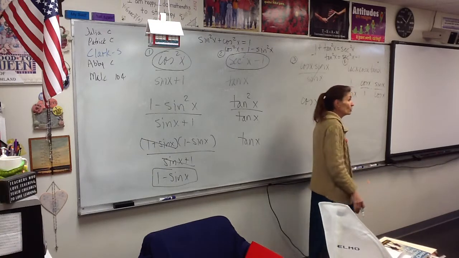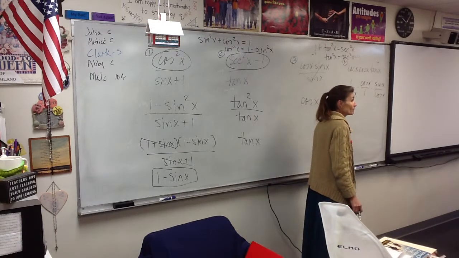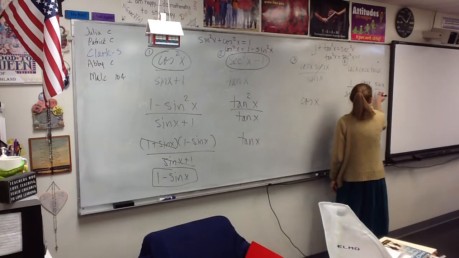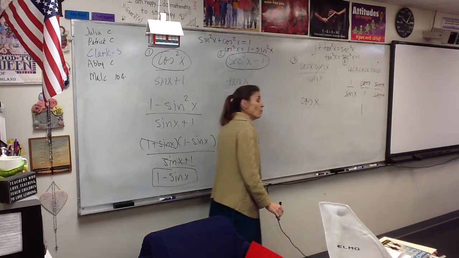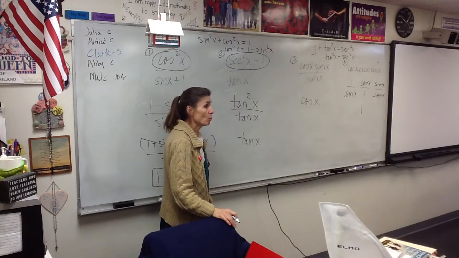Now what happens when you look at that, Jack? Is it just one? You can cancel everything. The sines are going to cancel, the cosines are going to cancel, and you're exactly right, Jack. The whole mess boils down to 1.